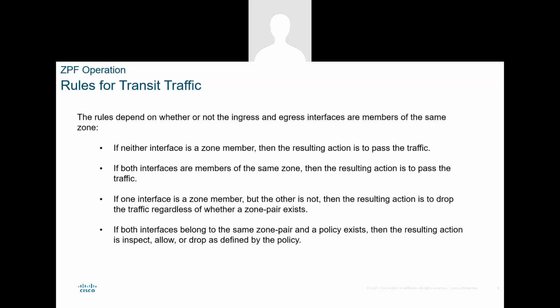Now, the ZPF also controls how packets are forwarded between interfaces based on their zone membership. So, if both interfaces are in the same zone, the traffic's allowed. If neither interface is in a zone, the traffic is allowed. If one interface is in a zone, but the other one is not, the traffic is dropped. And if both interfaces are in different zones and a policy exists, the policy is going to dictate if the traffic is inspected, allowed, or dropped.